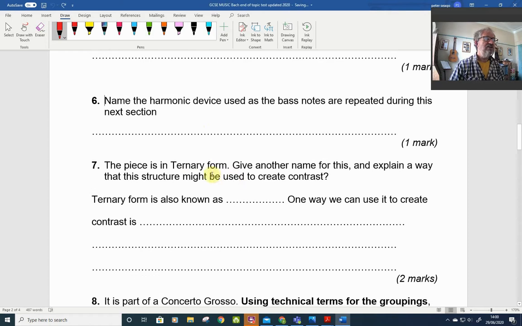The piece is in ternary form. What is another name for that? That's where you would write that or type that. Again, if you're going to type it, highlight all the dots, and that way it will just replace that. Explain how this structure, ternary form, or the other name here, can be used to create contrast.